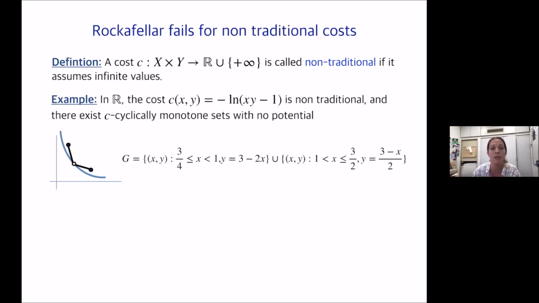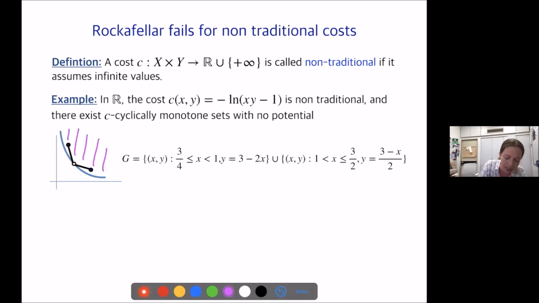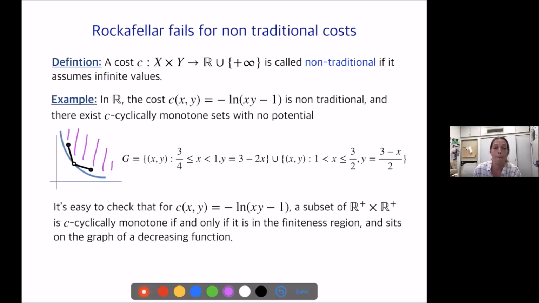So the set has to be in the finiteness set. Let me just draw this. This is the finiteness set of the cost, x times y more than 1. You're not allowed to have points on the boundary of the set because there the cost is infinite. And I claim two things here, really. First of all, I claim that this set is c-cyclically monotone. And I also claim that it doesn't have a potential.